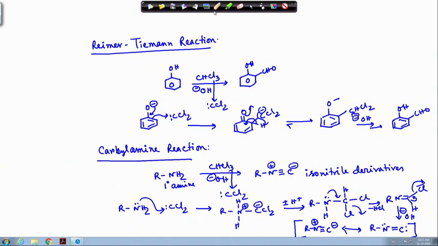So, we have seen two different types of reactions which are important for carbenes. One is called the Reimer-Tiemann reaction and the other is called the carbylamine reaction. In the Reimer-Tiemann reaction, we used phenol, which was converted into salicylaldehyde in the presence of chloroform and sodium hydroxide or potassium hydroxide, whereas in the carbylamine reaction we started with a 1 degree amine that converts into its isonitrile derivative, and that also goes via this dichlorocarbene species. So, with this I am finishing the various reactions of carbene. Thank you.